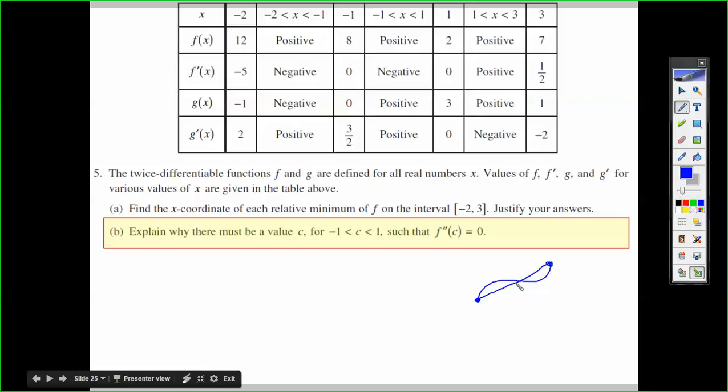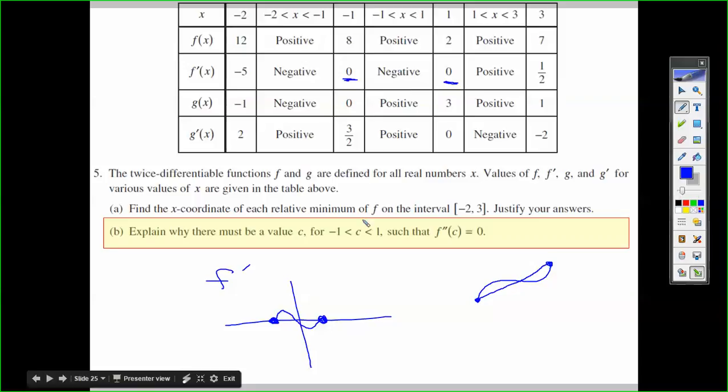There's got to be some place where the slope... Okay, so where does f double prime have to be 0? Well, if you look at f prime between -1 and 1, what do you have? If we were looking at the f prime graph, at -1 it's 0, and at 1 it's 0. So who knows what it does in between?